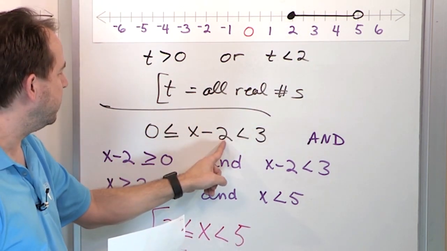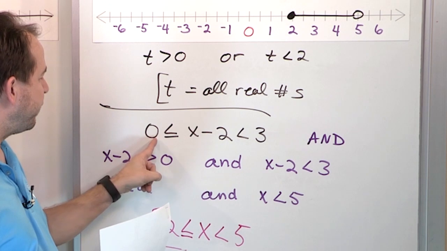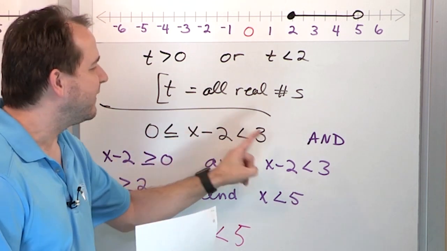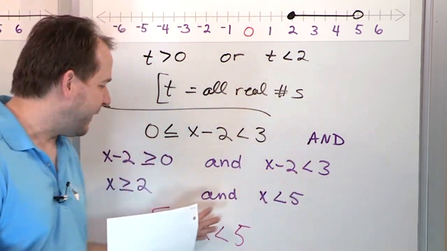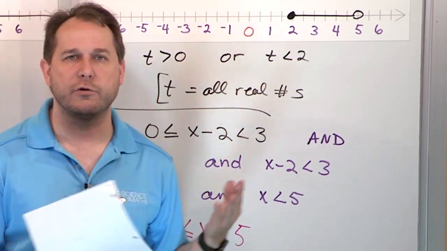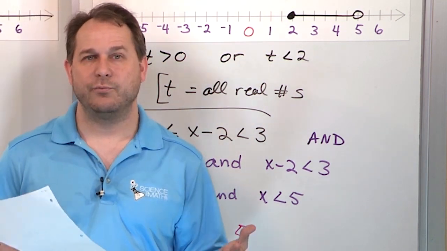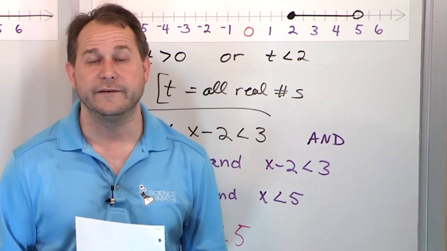3 minus 2 is 1. 1 is greater than or equal to 0, and 1 is less than 3. So all of the numbers that we say are in our solution satisfy our original problem. It's just that we have 2 inequalities instead of just 1 to satisfy.